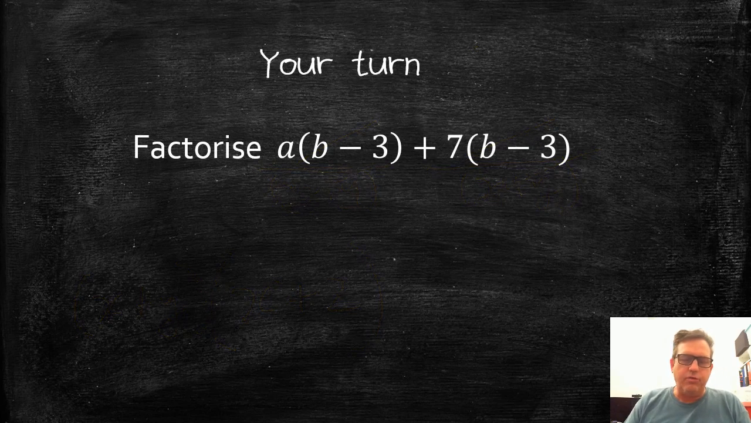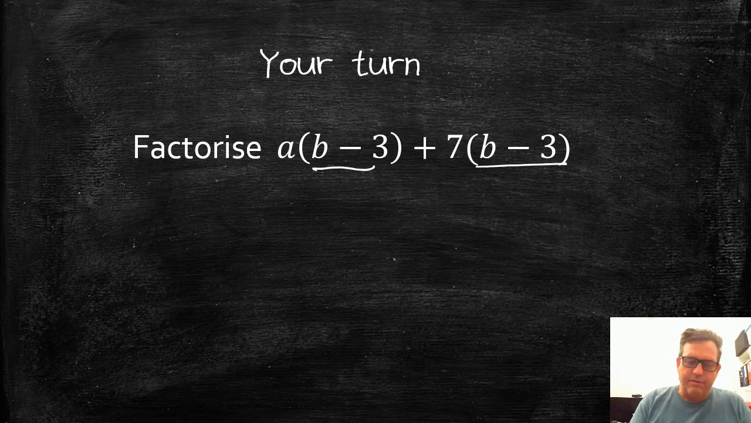Okay, your turn. I want you to pause the video. I want you to factorize this and then restart the video and see how you did. Okay, in order to factorize, and again, as you saw yesterday, sometimes we can't factorize. We need a common factor. Well, these both have a (b minus 3). That's our smiley face. It's a times smiley face plus 7 times smiley face.